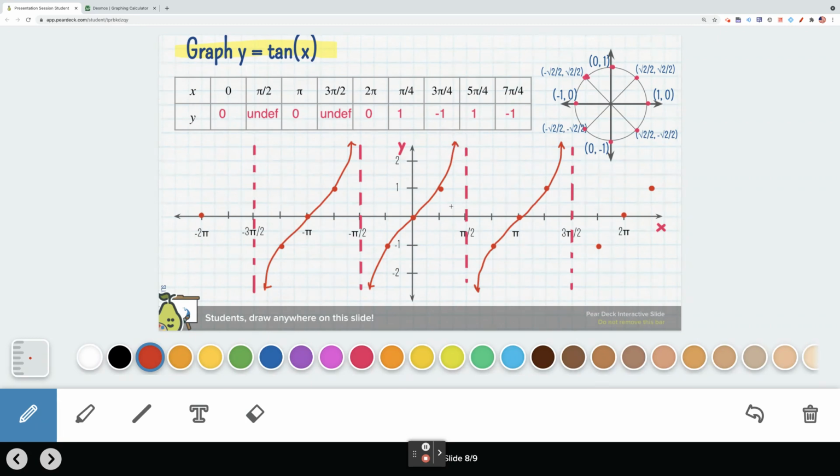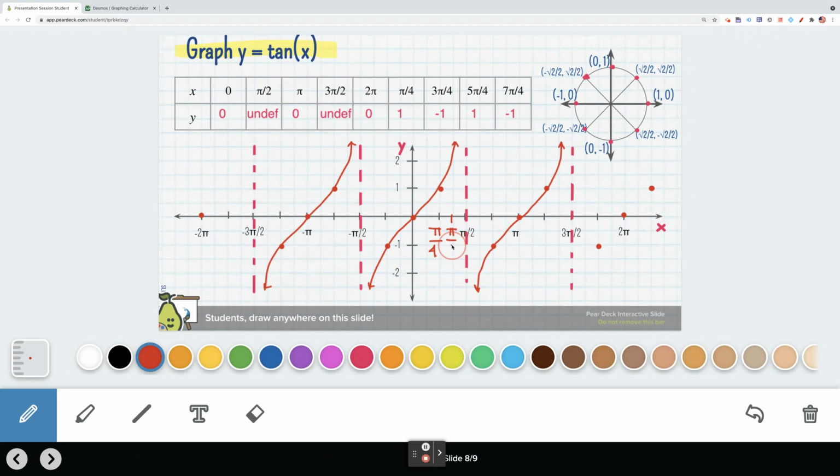Now wait, I'm wondering, why am I going up like that with my arrow? Maybe I shouldn't go up like that with my arrow. Let's think about this. Would there ever be something greater than 1? Well, I think there probably would be. If this is pi over 4, and this is pi over 2, pi over 3 would be between them, right? Somewhere between them. Pi over 3 is something like this.